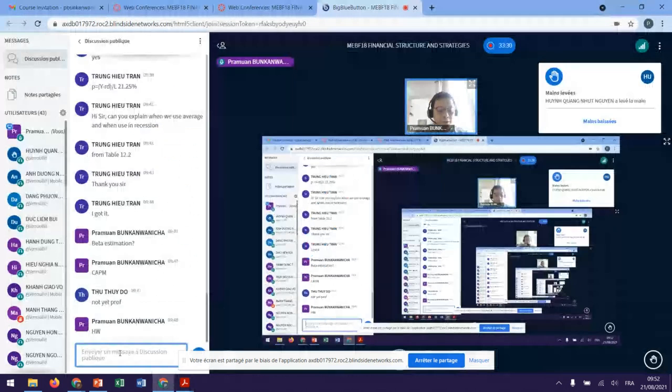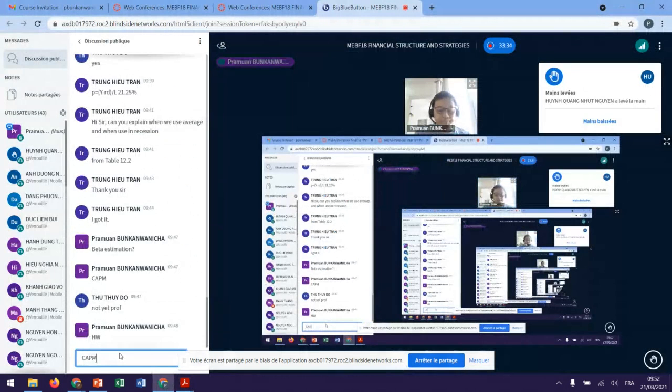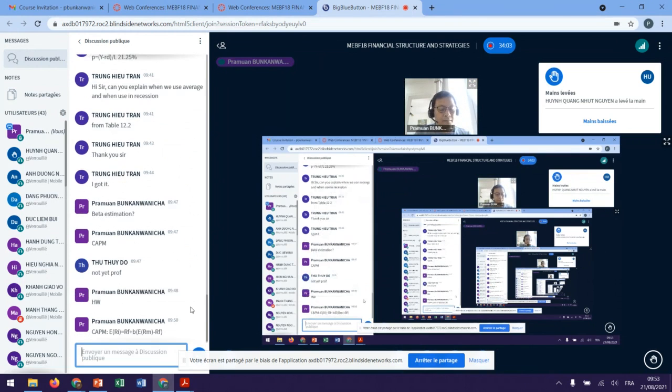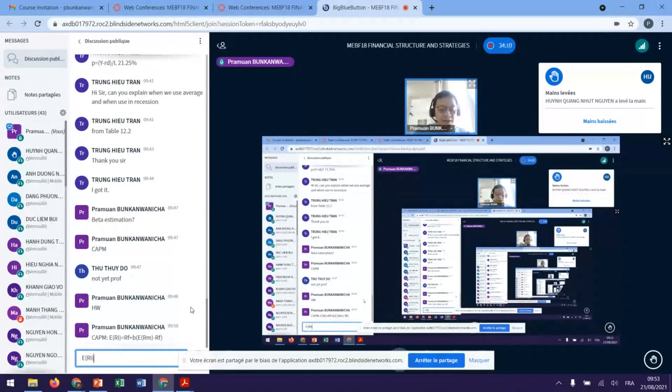So the CAPM formula, which is E(RI) equal to RF plus beta times (ERM minus RF). That is the CAPM formula. If I move the RF, E(RI) minus RF should be equal to beta times (ERM minus RF).